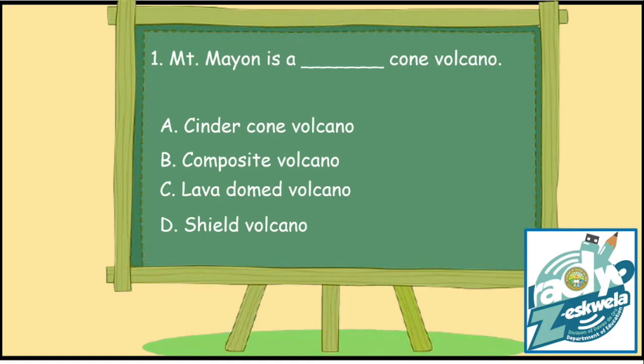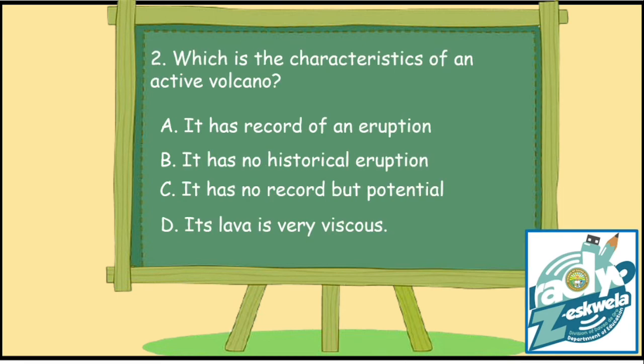Number 2. Which is the characteristic of an active volcano? Letter A, it has record of an eruption. Letter B, it has no historical eruption. Letter C, it has no but potential eruption. Letter D, its lava is very viscous.